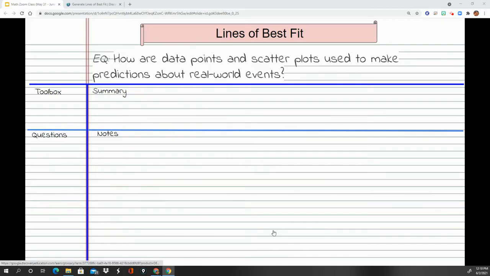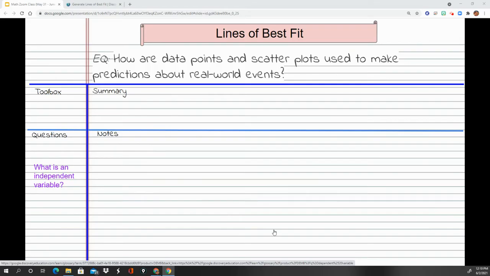All right, so here's our EQ. How are data points and scatter plots used to make predictions about real world events? So we are working through our statistics unit, and specifically, we're going to be looking at lines of best fit. So get out your notes, get ready.